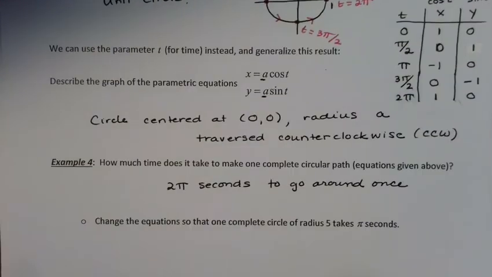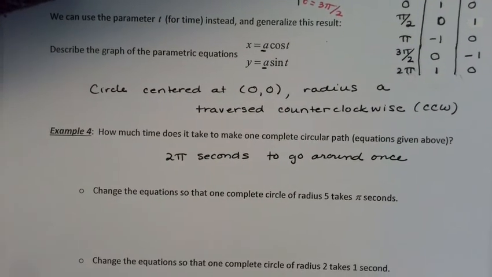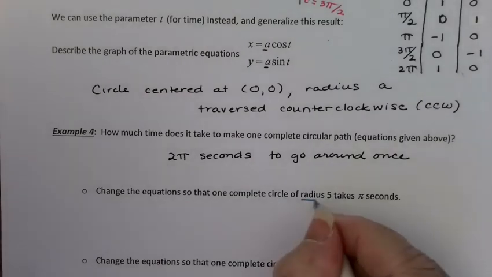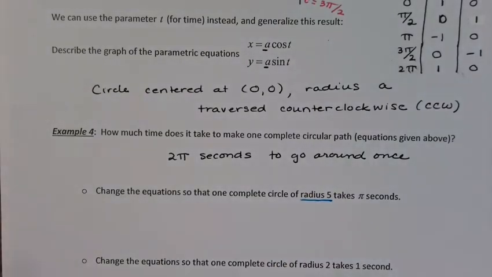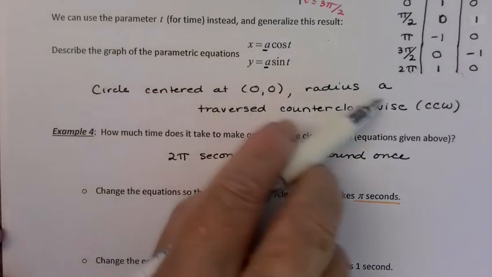All right, we're now going to go ahead and try and change our equations a little bit to accomplish some different things. Next thing we want is a complete circle of radius 5, and we want it to take pi seconds. So this tells me two things. Radius 5, that's pretty easy to accomplish. We're just going to let the a value, the radius, be 5.